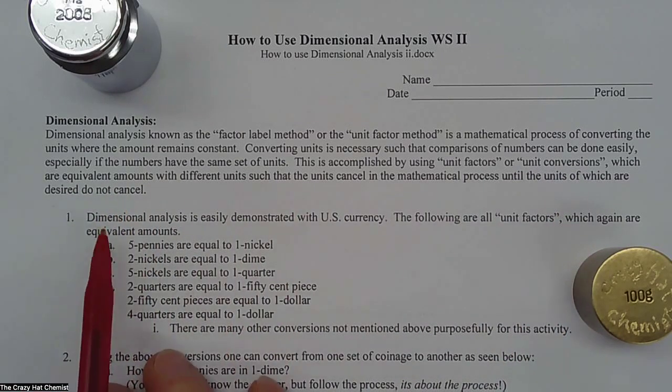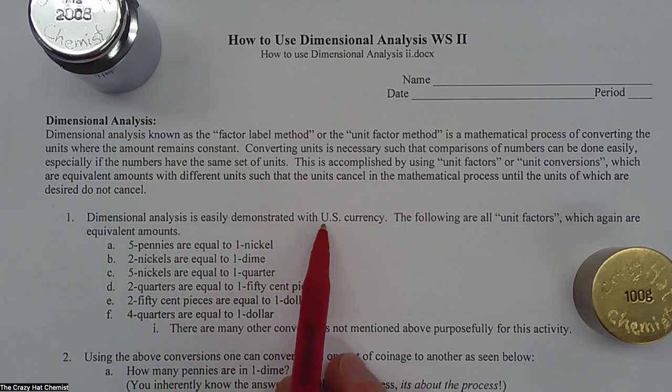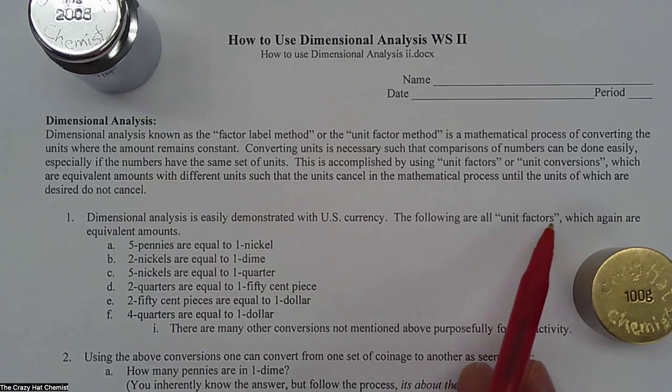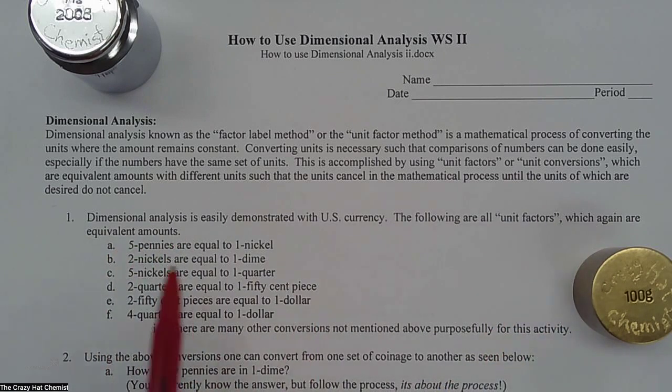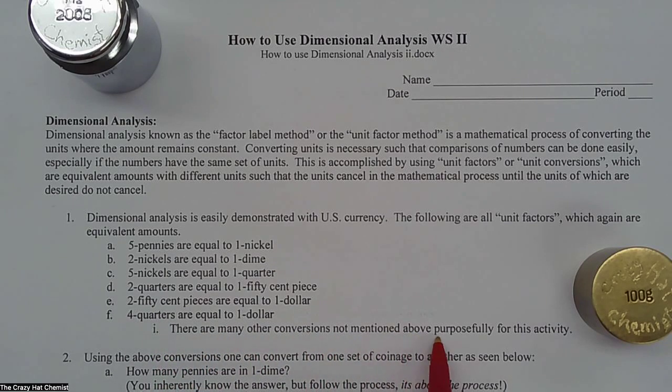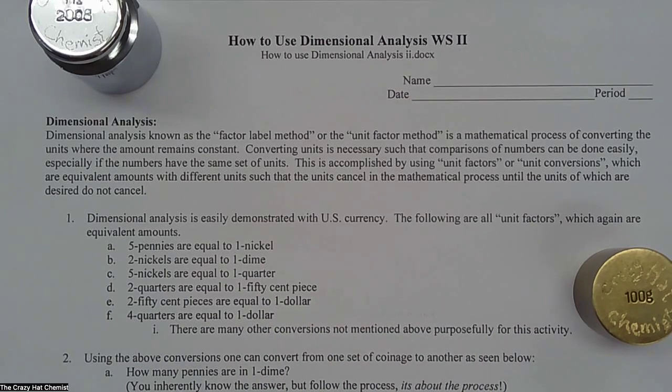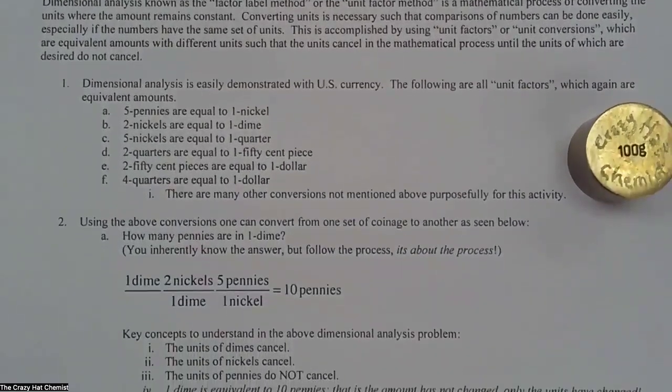Number 1. Dimensional analysis is easily demonstrated with U.S. currency. The following are all unit factors, which again are equivalent amounts. A, 5 pennies is equal to 1 nickel. B, 2 nickels are equal to 1 dime. C, 5 nickels are equal to 1 quarter. D, 2 quarters are equal to 1 50-cent piece. E, 2 50-cent pieces are equal to $1. F, 4 quarters are equal to $1. There are many other conversions not mentioned above, purposefully for this activity. And I'm going to slide this on up here, and we're going to do some examples.